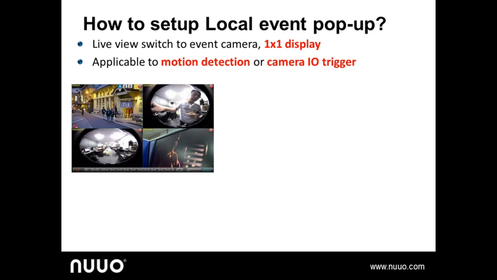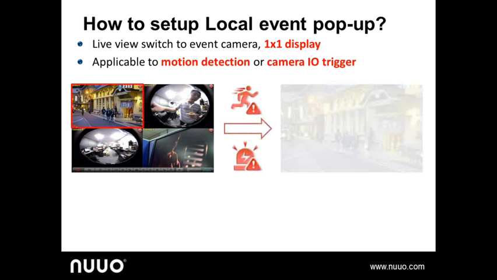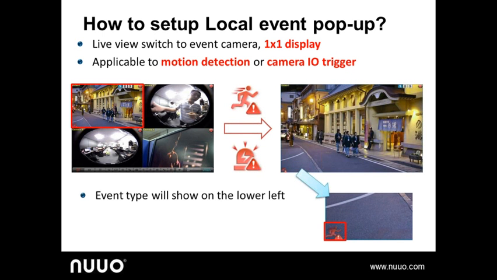Local event pop-up is an event action which indicates the event type on screen directly. Users don't need to double confirm it through other ways. As in the screenshot, after the NVR receives or detects an event, it will show the camera image in a one-by-one layout, and the event type will be indicated on the lower left. So far, this function supports motion detection and camera I/O trigger only.